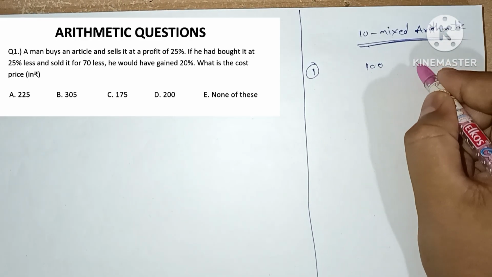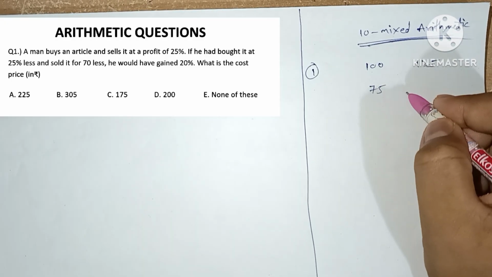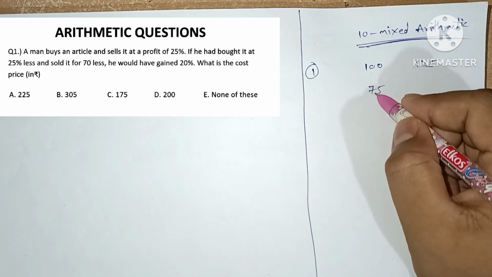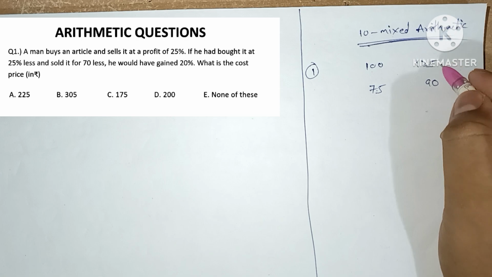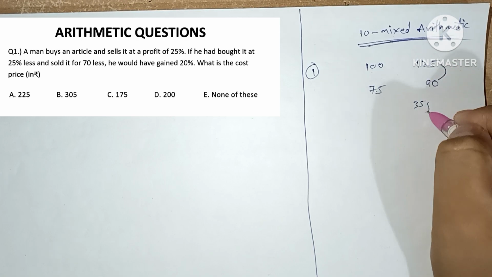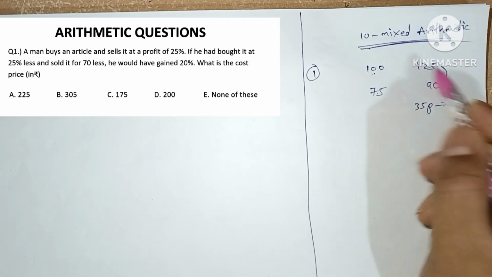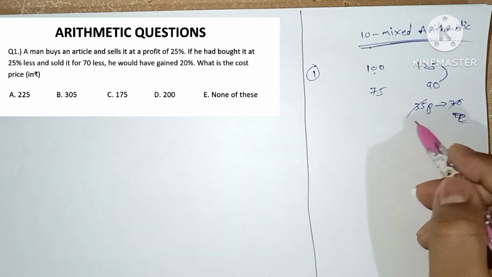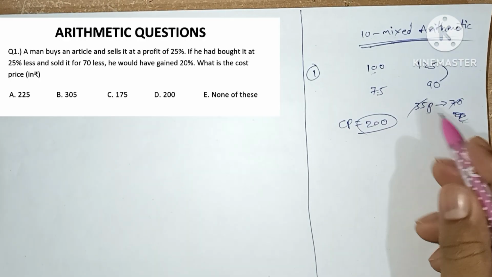Cost price 100 and profit 25%. Bought at 25% less means 75, and 70 less with 20% profit means 90. So the difference between these two is 10 plus 25, which is 35 parts. 35 parts value is 70. The question asked is the cost price, 100 into 2, which will be 200. So the cost price will be 200. So here we got the answer within seconds.